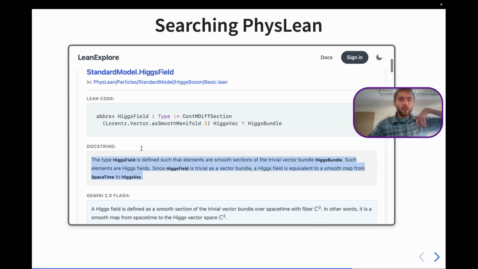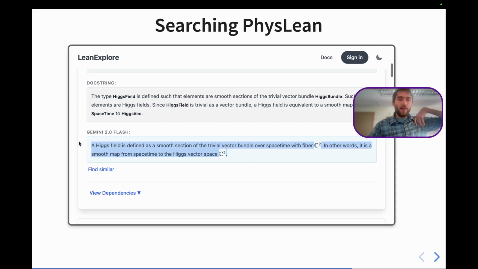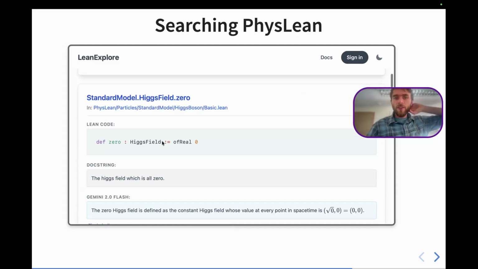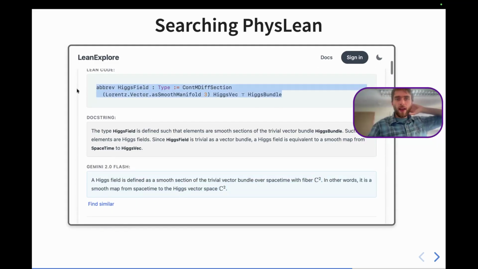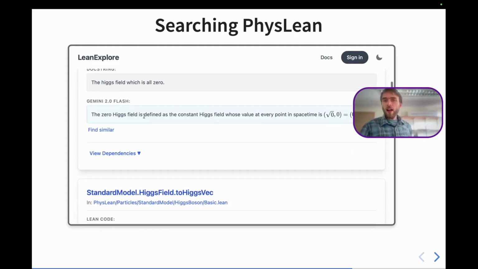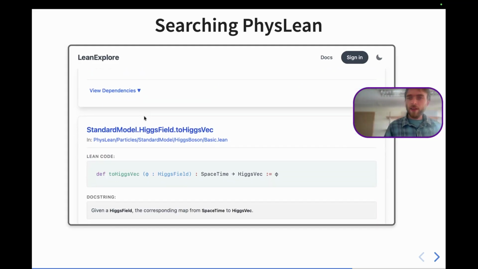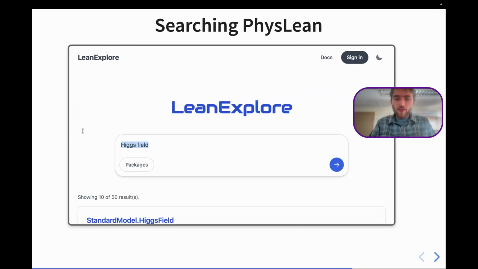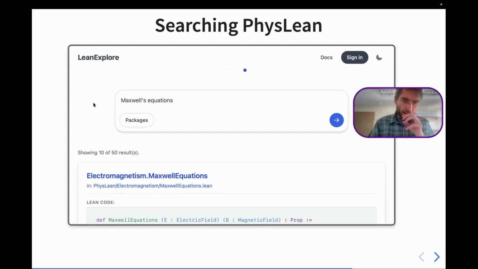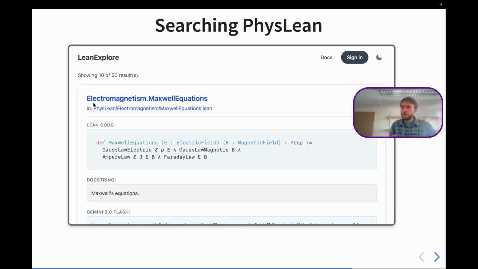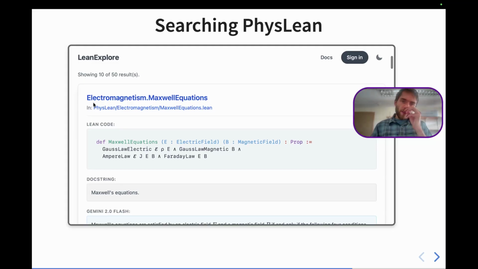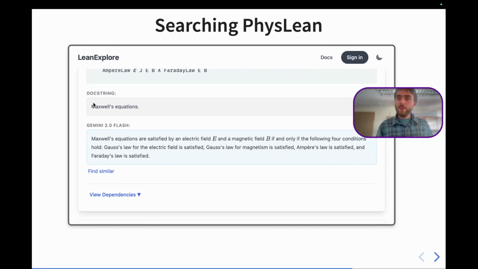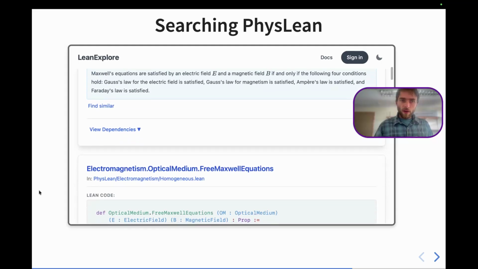And you get a doc string and a Gemini summary of it. You also get the Lean code, but you don't have to look at the Lean code if you don't want to. So you can see what is true about the Higgs field, which is good. You don't need to learn any Lean to do this. You can search for results like Maxwell's equations. I believe this is slightly out of date, which I apologize for. I did not make this. Keeping stuff like this up to date is kind of a challenge, but this will give you stuff that is in PhysLean.